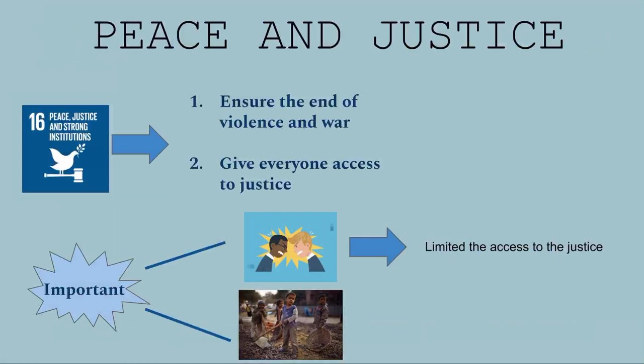First, I am going to talk about peace and justice, which is goal number 16 and aims to ensure the end of violence and war, and give everyone access to justice. This goal is very important because conflict, insecurity, weak institutions, and limited access to justice continue to pose a serious threat to sustainable development. Another reason is that no child should ever experience violence, abuse, or neglect.